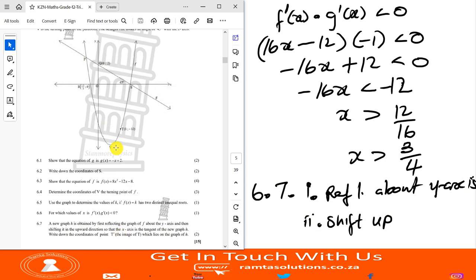If they say so that the x-axis is the tangent, you know what that means? That means, remember, this point here was negative 12.5. So that means shift up 12.5 units.